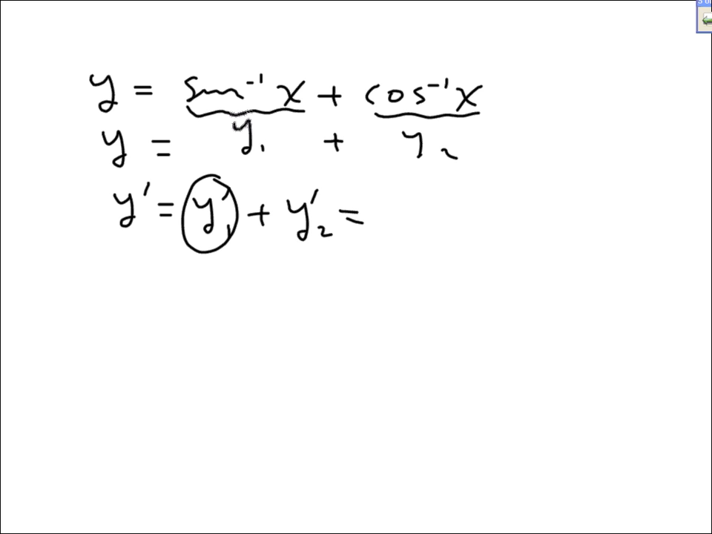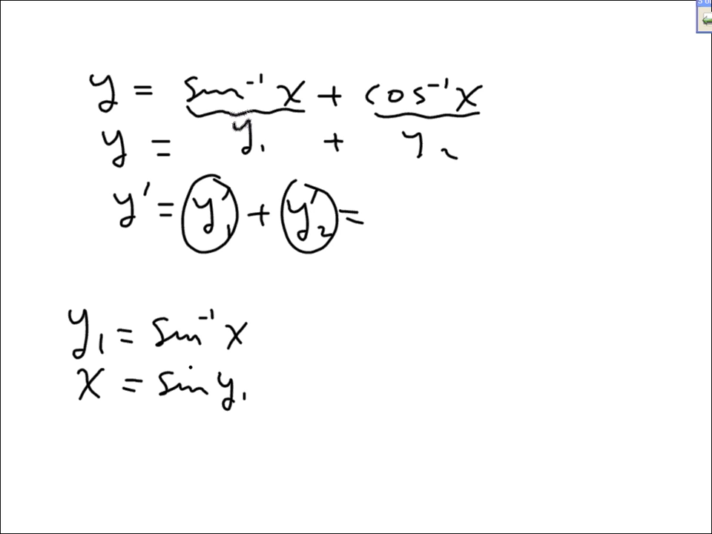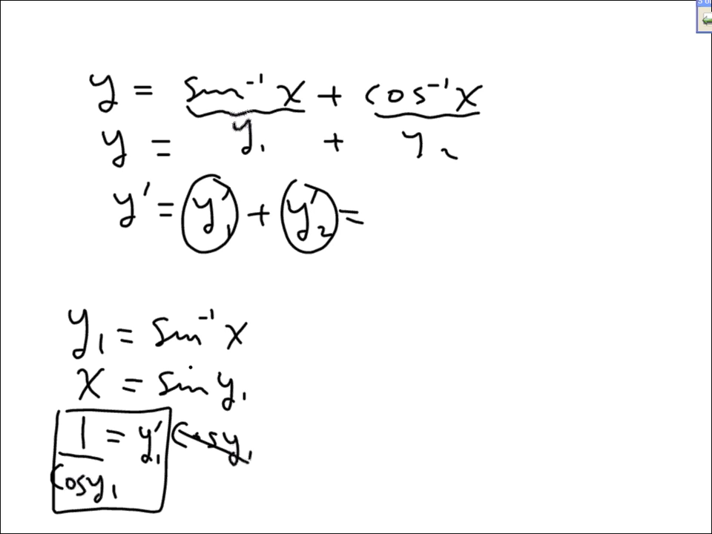That's what I'm going to work on. What's the derivative of y1? What's the derivative of y2? Well, y1 is sine inverse of x. So switching the two arguments, x equals sine of y1. The derivative of the left side is 1. The derivative of sine of any angle is the cosine of the angle times the derivative of the angle. Dividing both sides by cosine of y1, we now have what y prime equals.